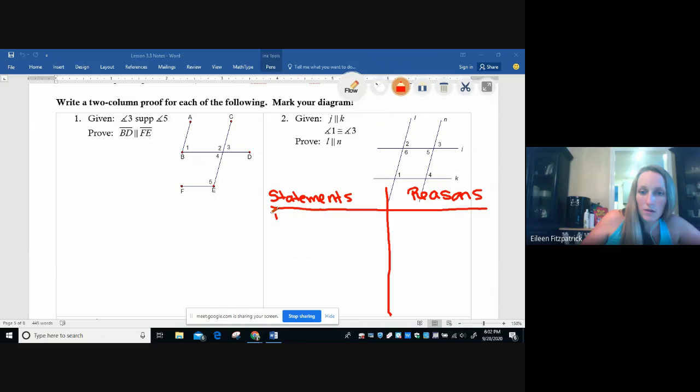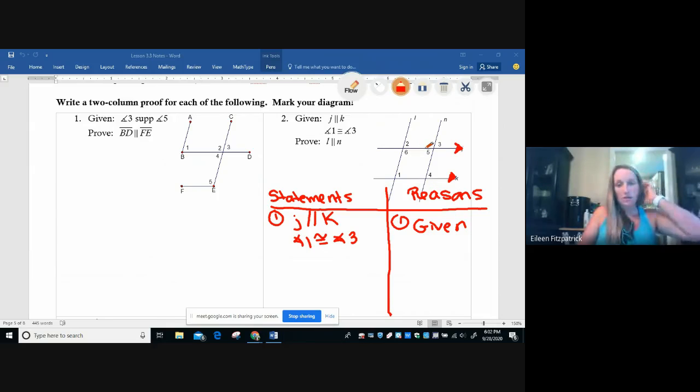We'll start with the given that J is parallel to K and that angle 1 is congruent to angle 3. If you want to break your given up, you can. It might flow better if you do, but if you're not comfortable doing that, you don't have to. So I'm going to mark J parallel to K by putting the arrows. And then I'm going to put an arc on angle 1 and an arc on angle 3 because you're told that they are congruent to each other.